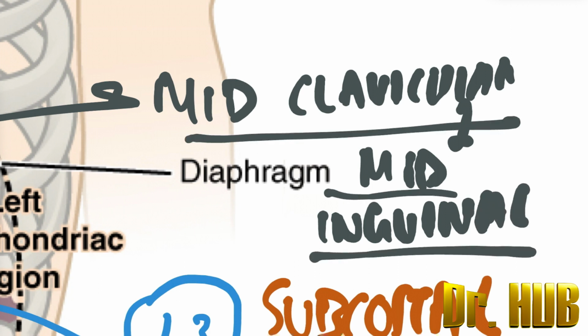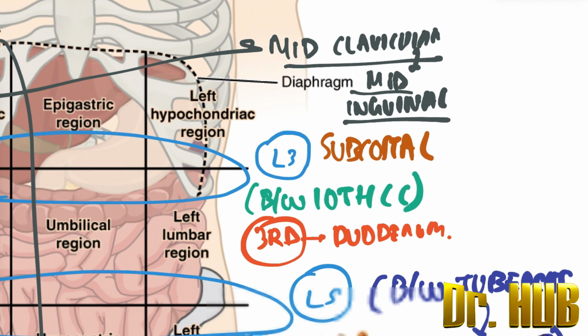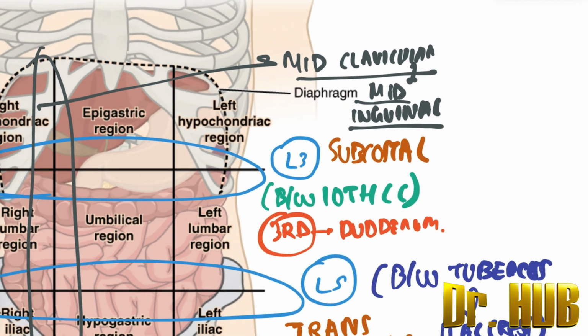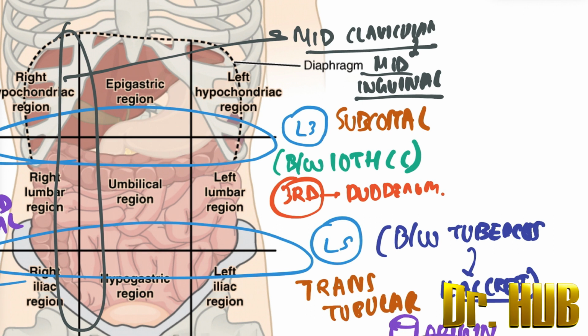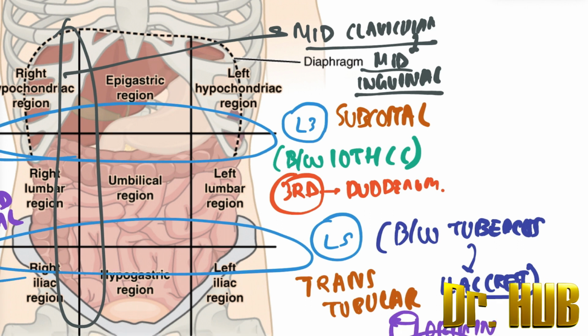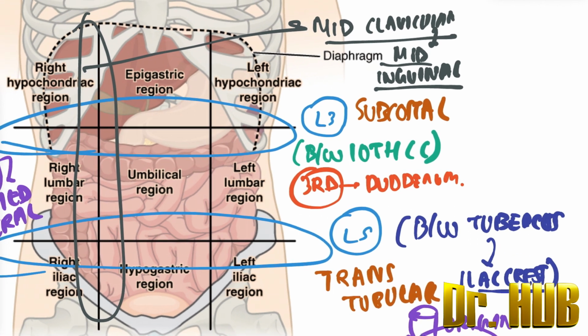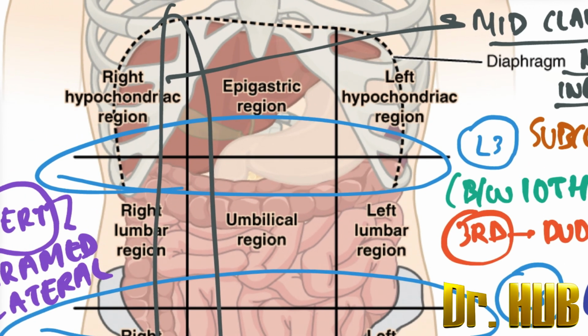So the mid-clavicular point to the mid-inguinal point, and they are present on both sides. Now let's look at the 9 regions.